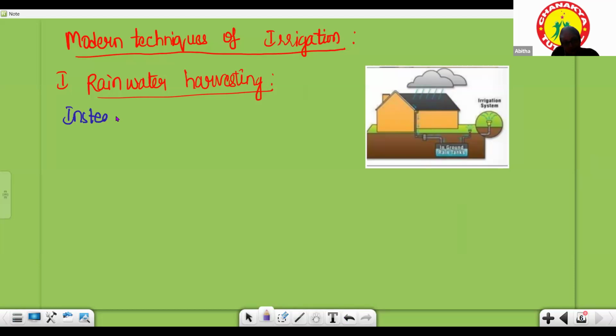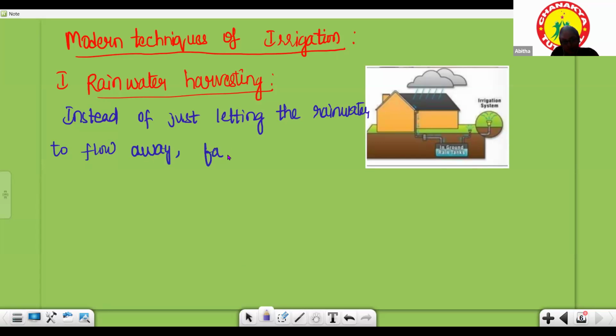Instead of just letting the rainwater flow away, farmers often store it in the reservoir tank. They store it in the reservoir tank.